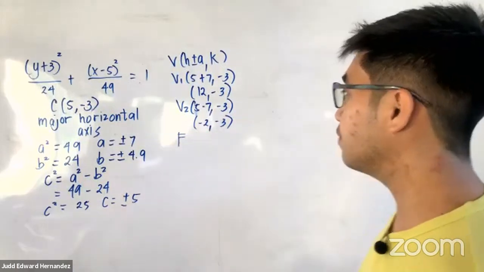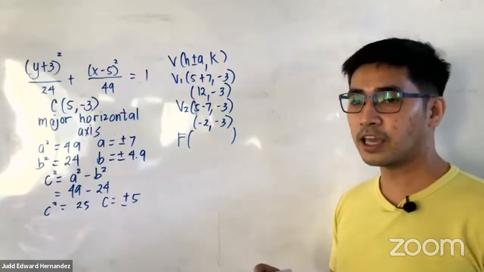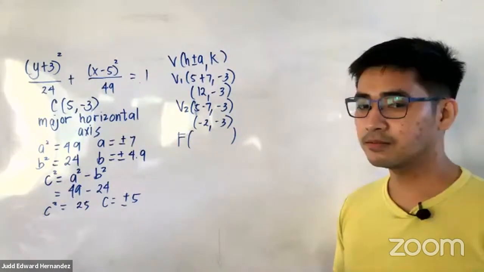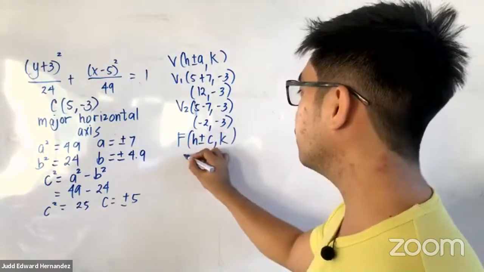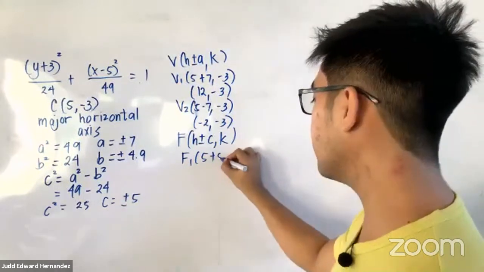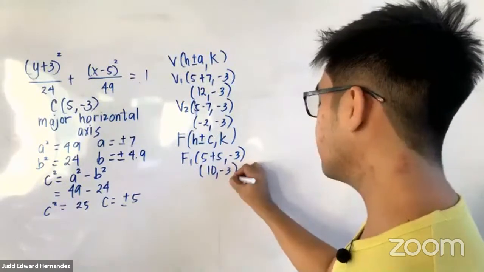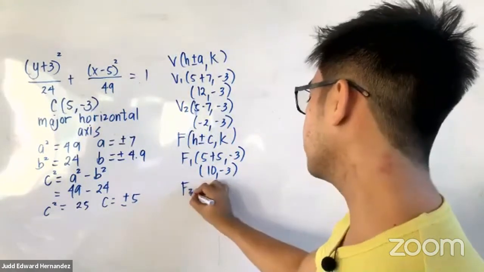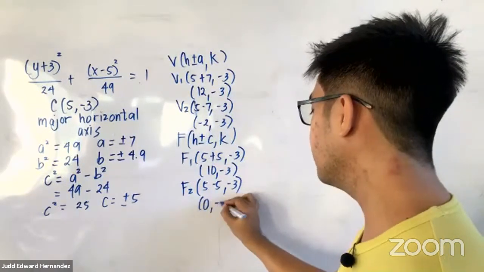Okay, how about for the foci? For the foci, anong naalala nating babaguhin sa foci? A, B, or C? C. Okay, so that becomes (h plus minus c, k). Therefore, F1 is located at 5, what is the value of c? 5. So that is 5 plus 5, negative 3. And F1 is located at 10, negative 3. How about for F2? So F2 becomes 5 minus 5, negative 3. Therefore, that is 0, negative 3.